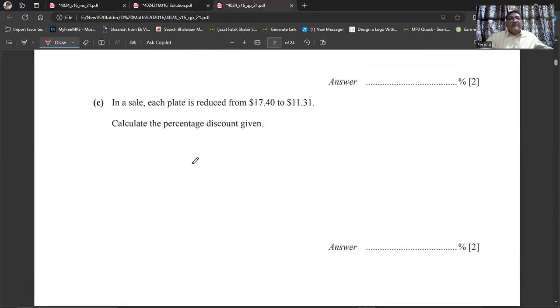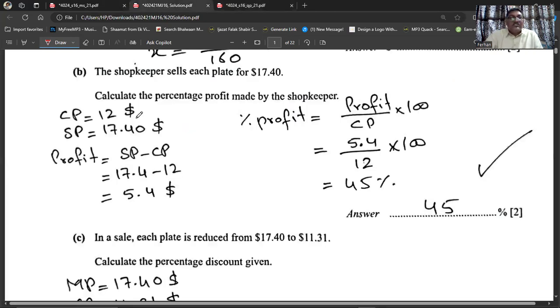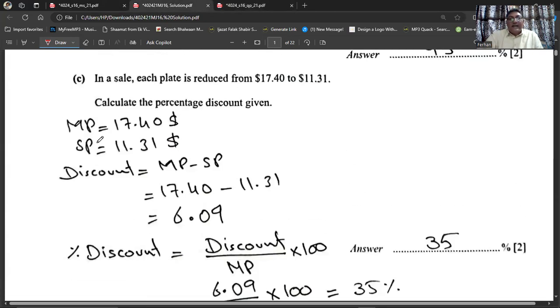Question number 1, C part. He says in a sale, each plate is reduced from $17.40 to $11.31. Calculate the percentage discount given. So the mark price is $17.40. The sale price is $11.31. The discount will be mark price minus the sale price, and percentage discount is discount divided by the mark price multiplied by 100. So here we go.